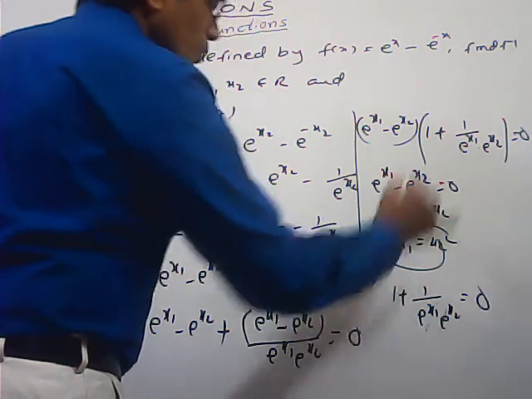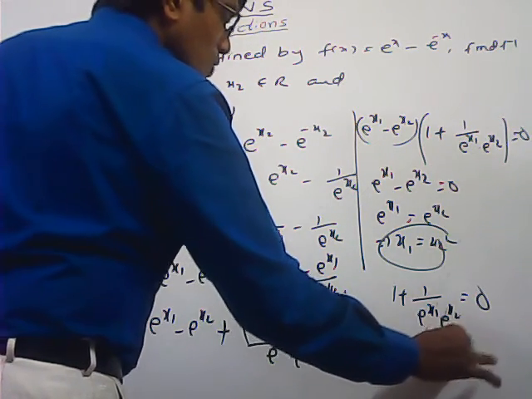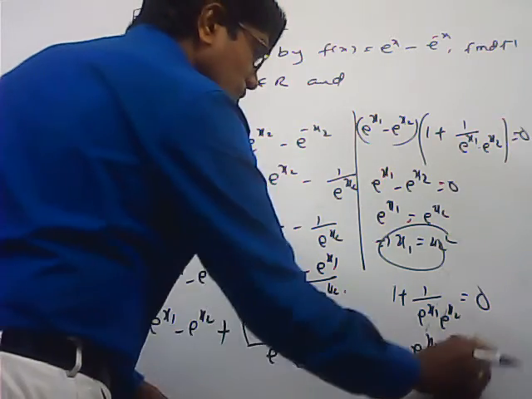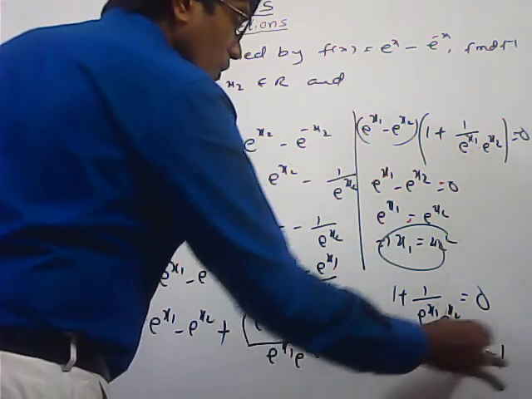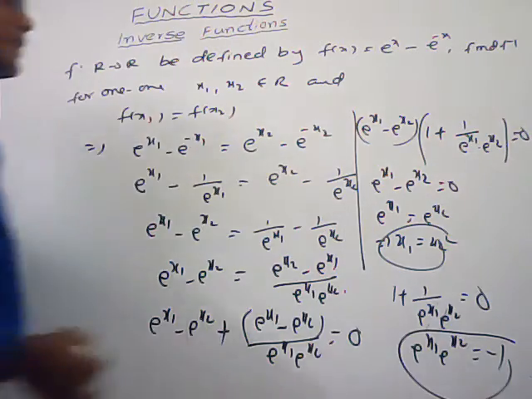That is equal to 0. e^x1, if I take the LCM, plus 1 is equal to 0, or e^x1 is equal to minus 1 we are getting. Now here you can see, I have taken the LCM and transposed that side, 0 and anything 0 only.